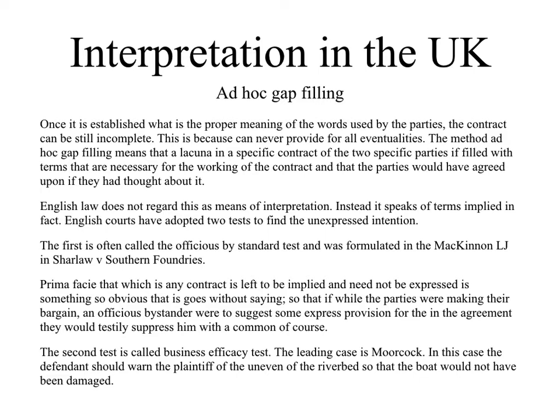English law does not regard this as a means of interpretation. Instead, it speaks of terms implied in fact. English courts have adopted two tests to find the unexpressed intention. The first is often called the officious bystander test and was formulated by MacKinnon LJ in Shirlaw v Southern Foundries.